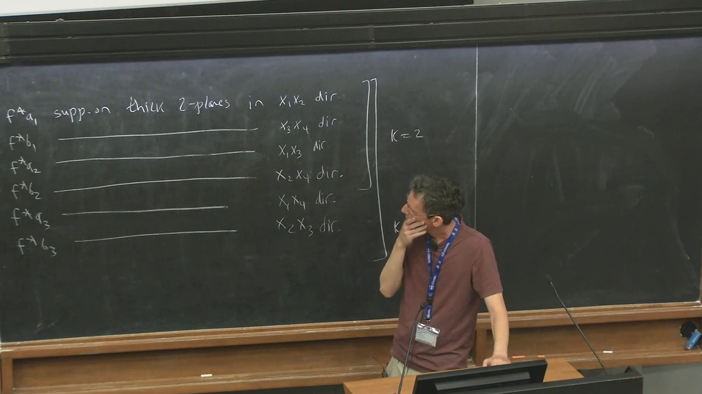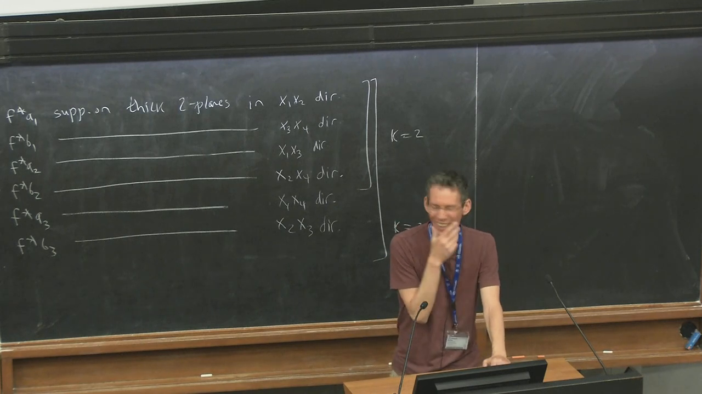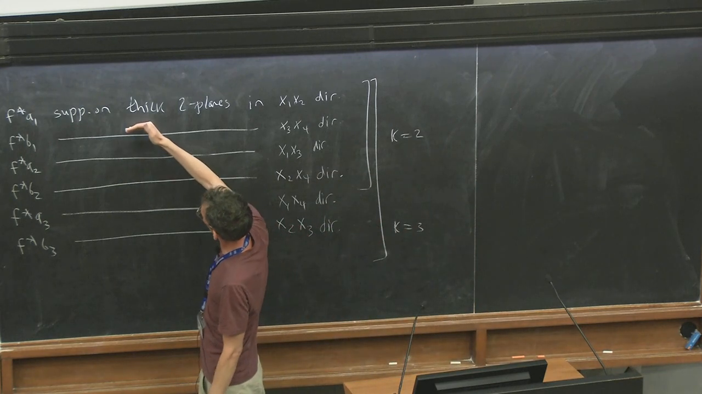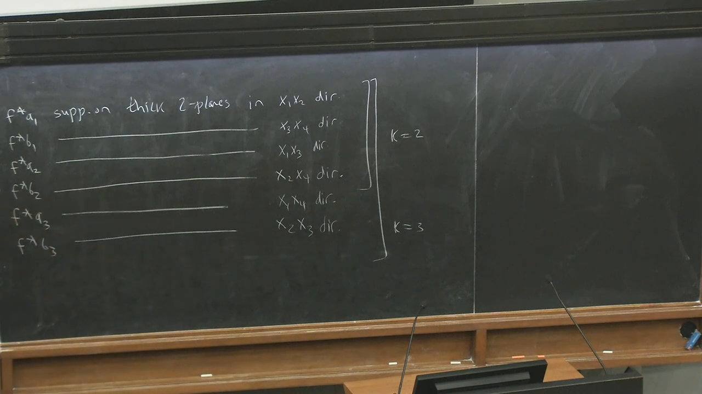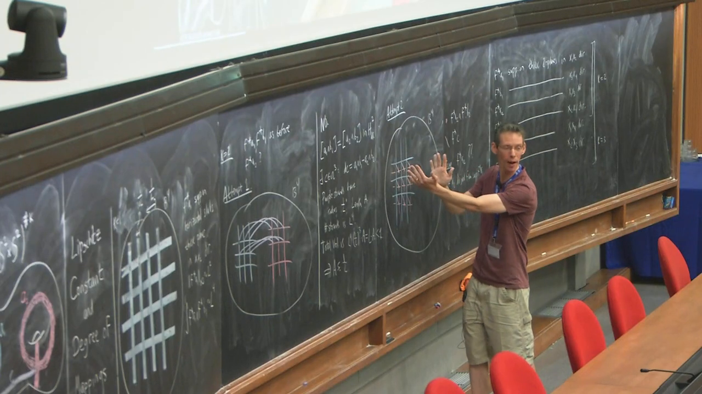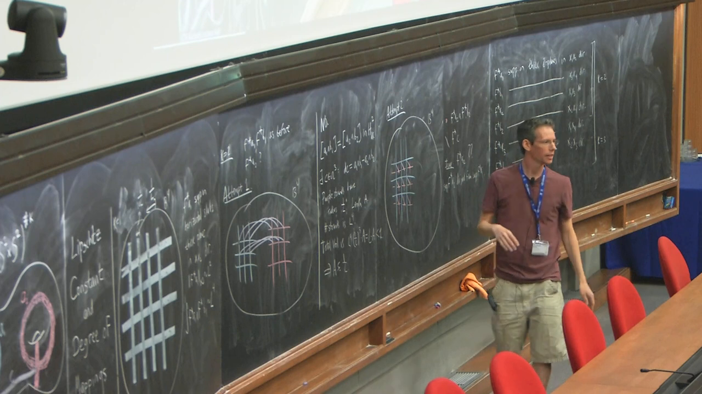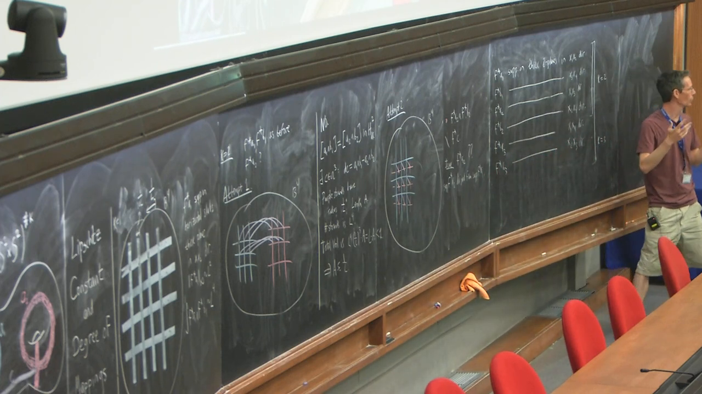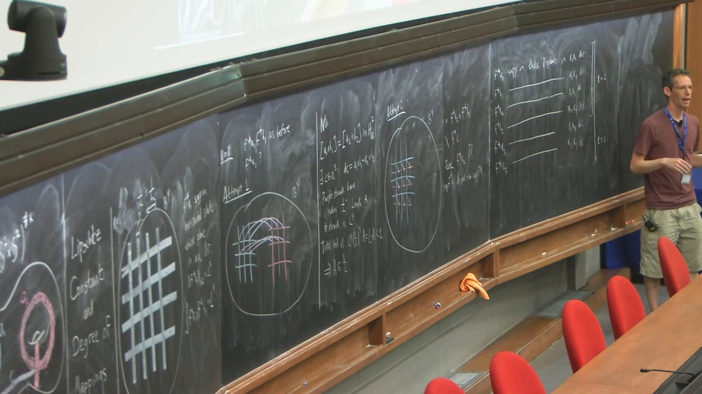OK. Now, that's not a proof yet. The main issue is, in this special example, I assume that the pullback of A1 was supported on a bunch of parallel planes. And that doesn't have to be the case. So we need to make this argument more general.